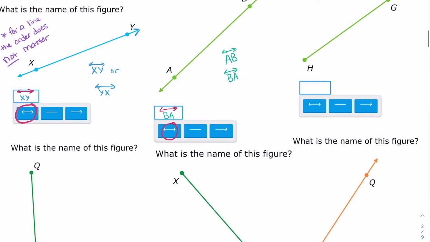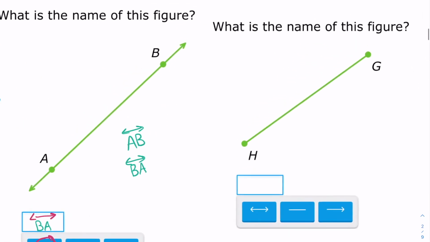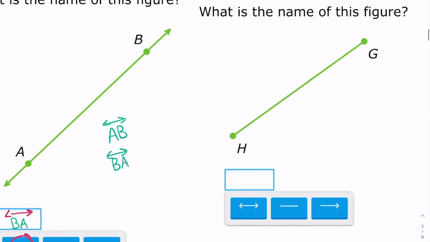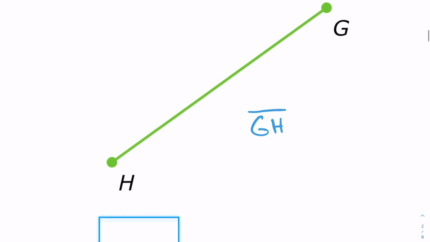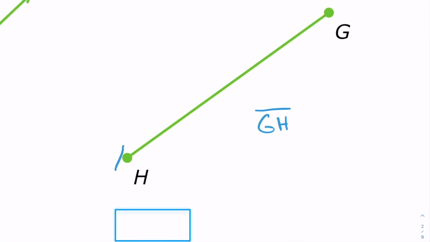All right, now we got two line segments. So order for line segments also does not matter. The symbol will. So we can name this GH, line segment GH. Notice there's no arrows. This doesn't go on forever in both directions, right? It's not doing that. So it's stuck between G and H. But order, again, does not matter. So I can say HG or GH.